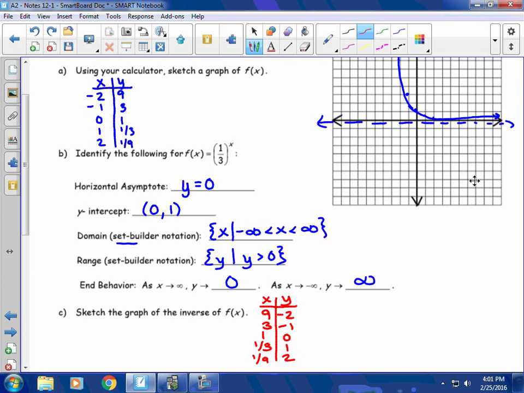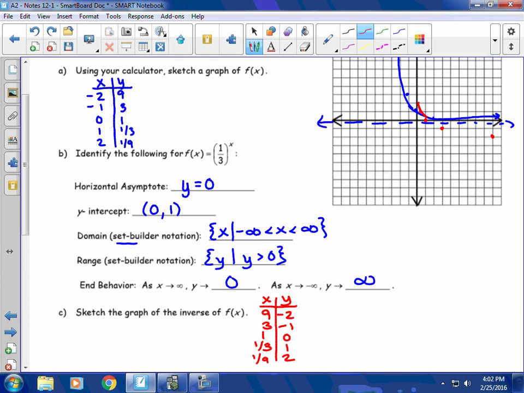Okay, so go ahead and plot those up here. We've got 9, negative 2. So 1, 2, 3, 4, 5, 6, 7, 8, 9. Negative 2 is right about here. 3, negative 1. 1, 0. 1/3, 1 would be about there. 1/9, 2, maybe about there.